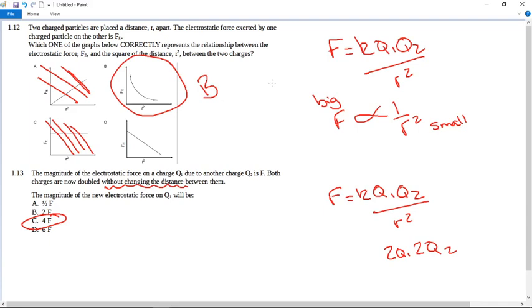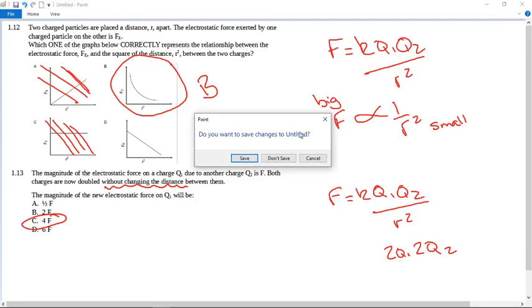If we increase the distance, the force gets smaller. If we decrease the distance, the force gets bigger. But we never changed it, so we only need the magnitude of the charges.